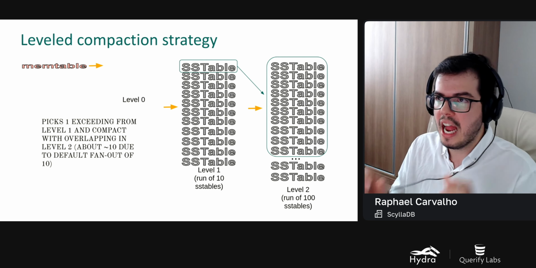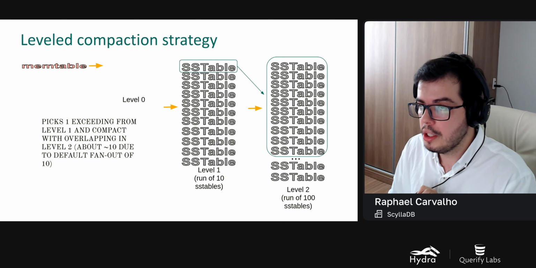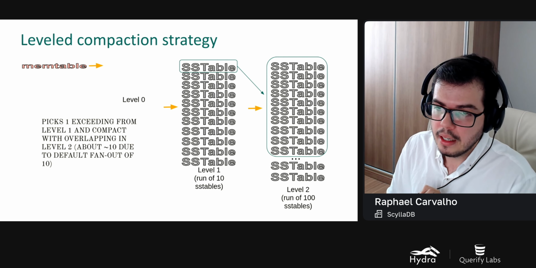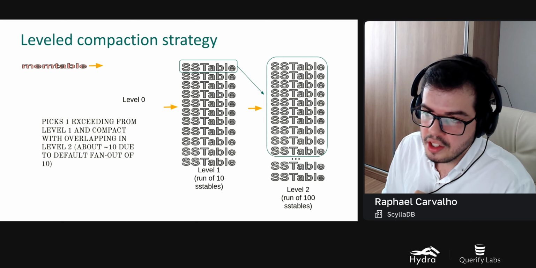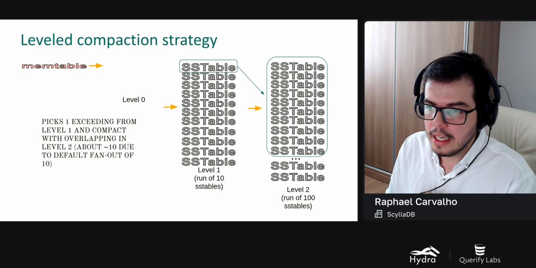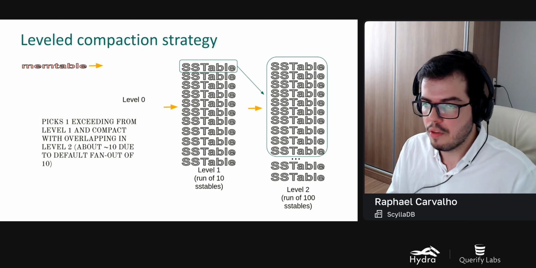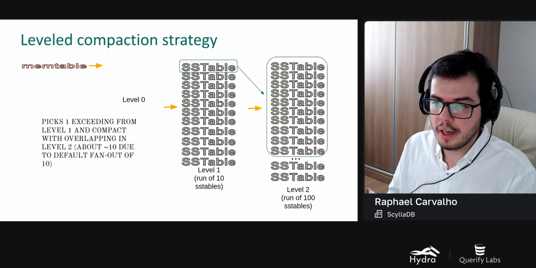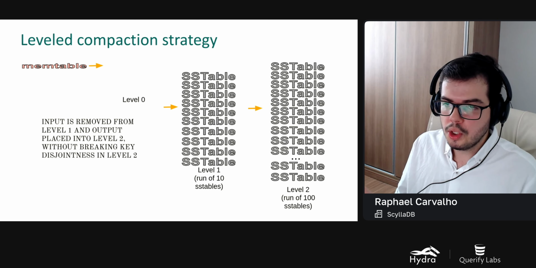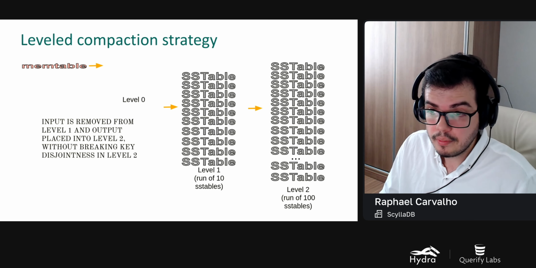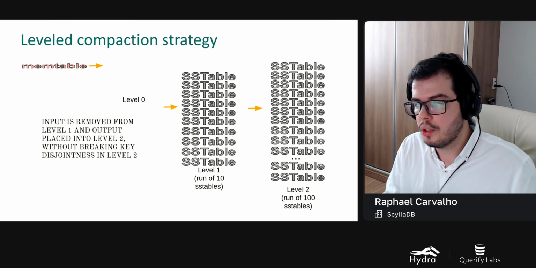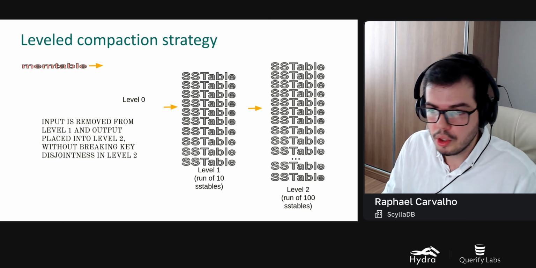So given that each level is exponentially larger than the level before, we can say that a fragment on level 2 is 10 times bigger than a fragment on level 1. So on average, when promoting a file from level 1 to level 2, we are going to find the 10 overlapping files in level 2. So the output is placed into level 2 itself, and so on. So if level 2 has exceeded its capacity, then we are going to do the same by picking a file from level 2 into level 3.